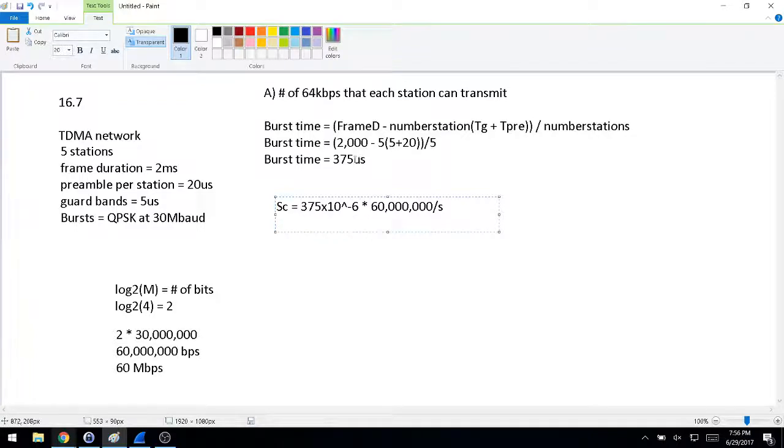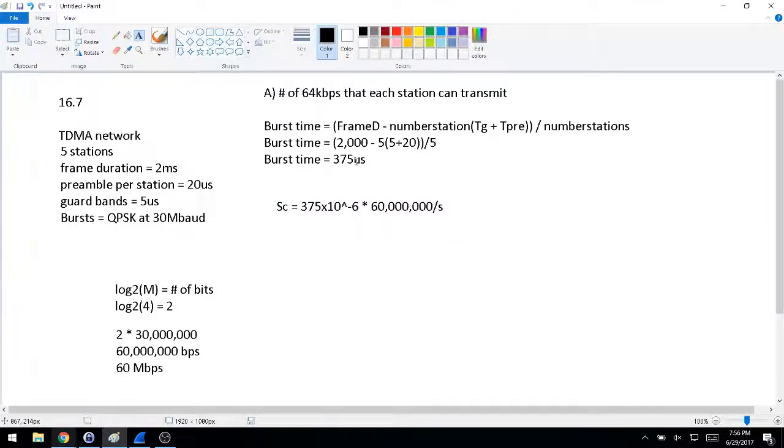And so now, just to walk it back to why we're doing this calculation, we have the amount of time that each individual burst lasts, and we calculated that to be 375 microseconds, based on our calculation up here. And then we also found the data rate that those bursts occur at, which was 60 megabits per second. So that's the rate that we're transmitting at, and this is the amount of time that we're transmitting for. And so this will tell us the amount of data we can push.